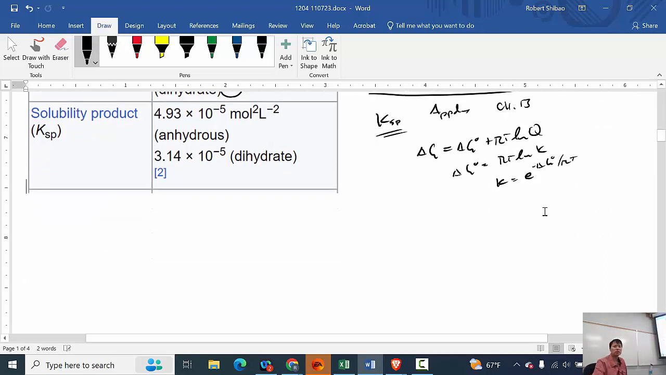What's the easiest way to get delta G naught? This is going to be at 298 Kelvin. Well, that's fine. We want the solubility at 298 Kelvin. What's the easiest way to get delta G from Appendix D data?